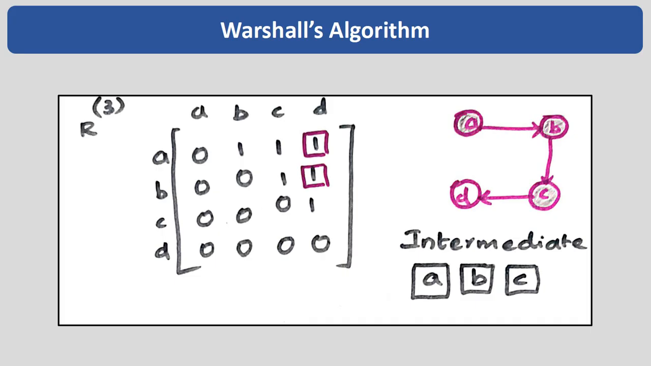Likewise, B to D. You don't have any direct connection from B to D. But via C, I can reach D. So two changes when compared to R2 matrix. See, R0 and R1 are same. There is no change. But in R2, you had only one change. But in R3, you are having two changes. Because here, 3 intermediate elements are there. A, B and C. Understood?